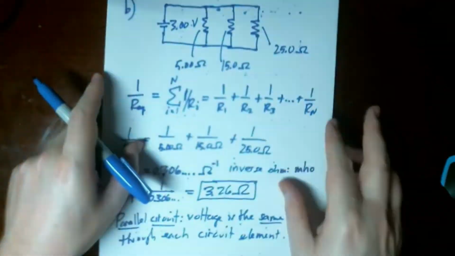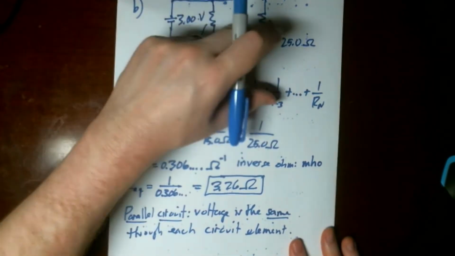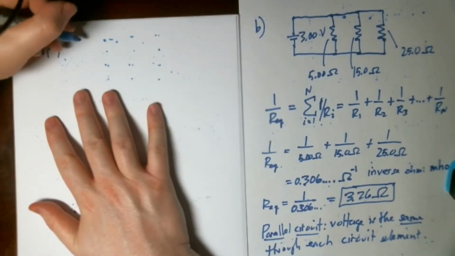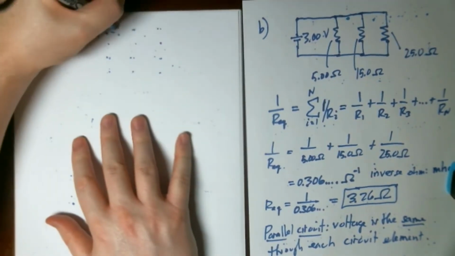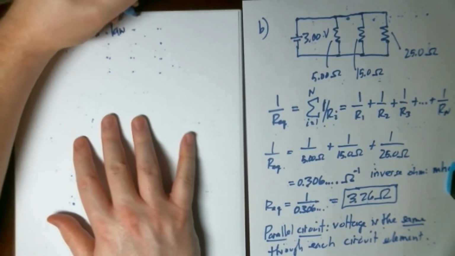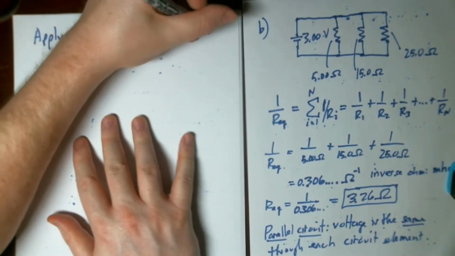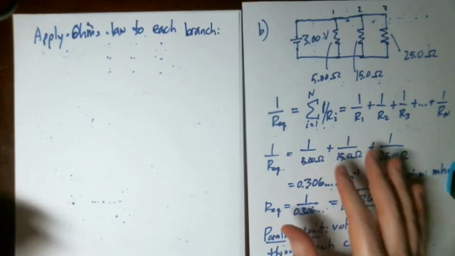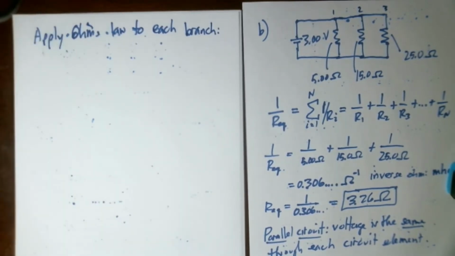So to find the current in each of these resistors, we need to apply Ohm's law to each branch of this circuit. So that's not tough. Ohm's law is nice and simple. Sorry about my terrible handwriting. So we're going to apply Ohm's law to each branch of the circuit. So we'll call this branch 1, this branch 2, and this branch 3. So the current in branch 1 with the 5 ohm resistor is just going to be found by solving Ohm's law.